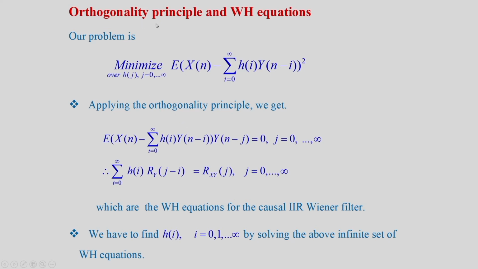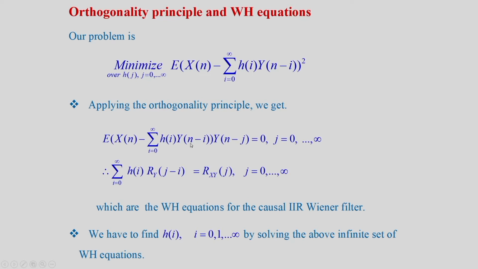Now, we can apply the orthogonality principle and get the Wiener-Hopf equations. So, applying the orthogonality principle, the error is orthogonal to each data point. So, that way E of (x n minus summation h_i y n minus i, i going from 0 to infinity) into y n minus j must be equal to 0 for j equal to 0 to infinity. So, this is the orthogonality relationship which we have studied earlier.